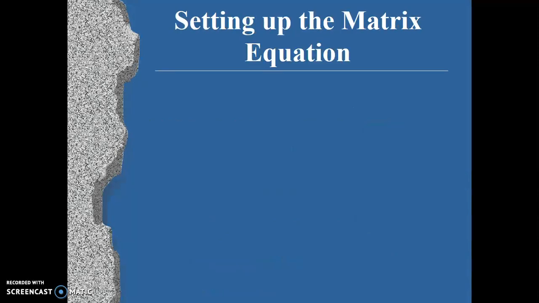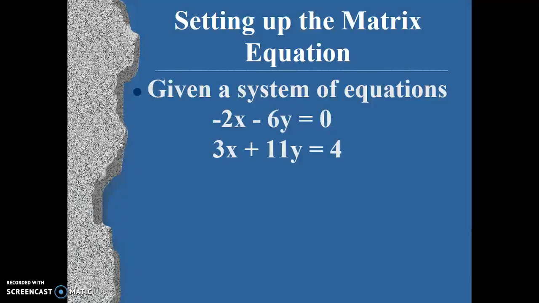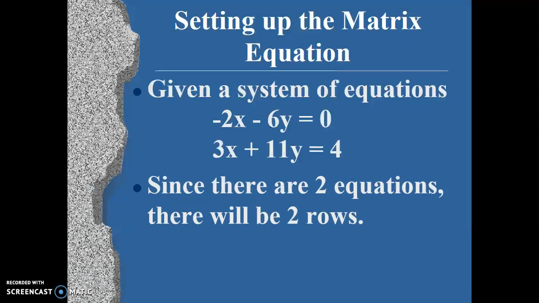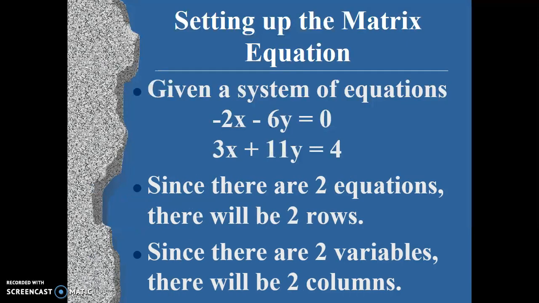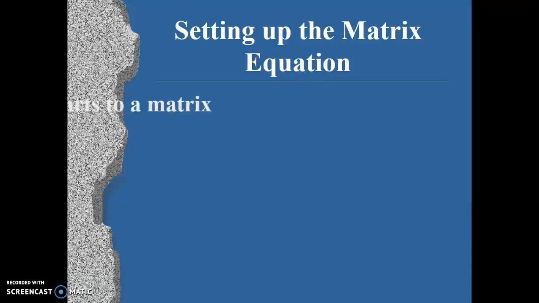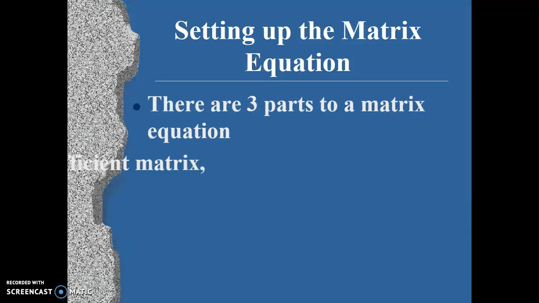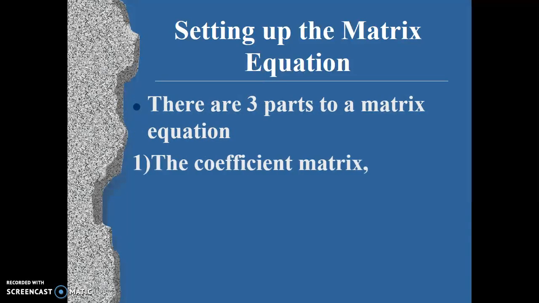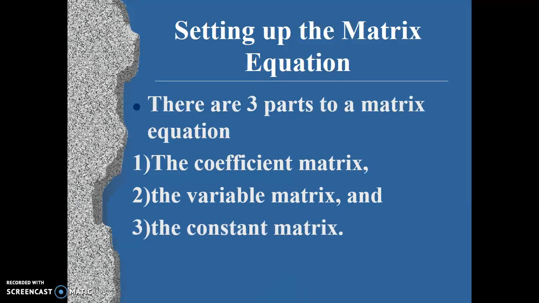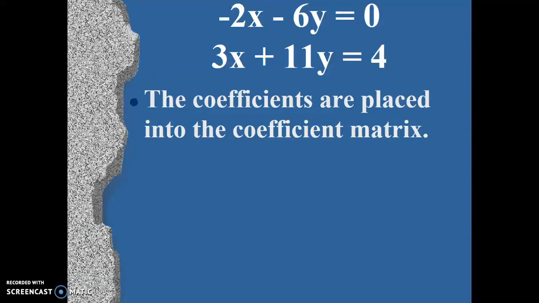So, setting up the matrix equation. Given a system of equations, negative 2x minus 6y equals 0 and 3x plus 11y equals 4, since there are two equations, there will be two rows, and since there are two variables, there will be two columns. There are three parts to a matrix equation: the coefficient matrix, the variable matrix, and the constant matrix. For our equation here, the coefficients are placed in the coefficient matrix, so that's going to be our negative 2, negative 6, 3, and 11.